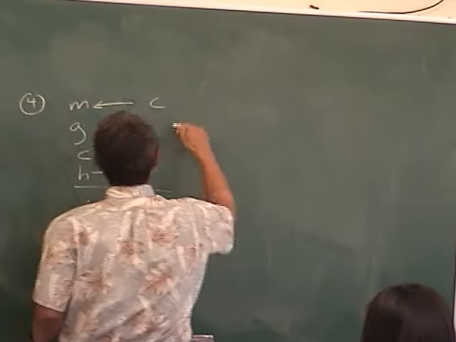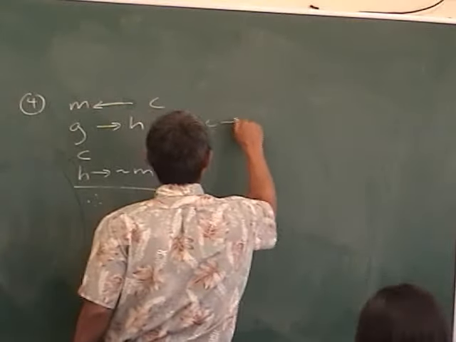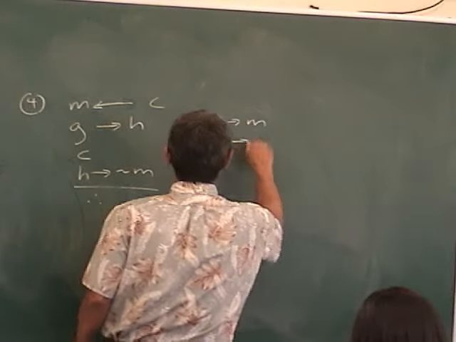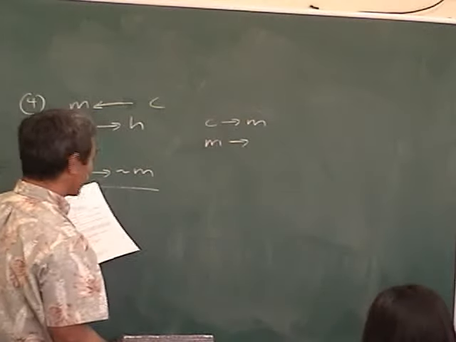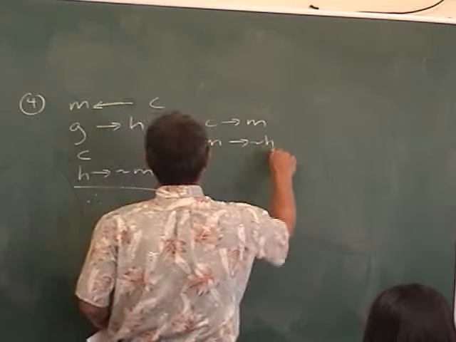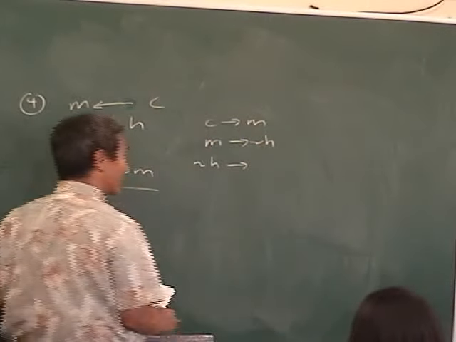Okay, let's put this the right way. This is C implies M. Then I need M implies something. Where can I get that? The bottom. Contrapositive of this, so not H. Then I need not H implies something. Where can I get that?